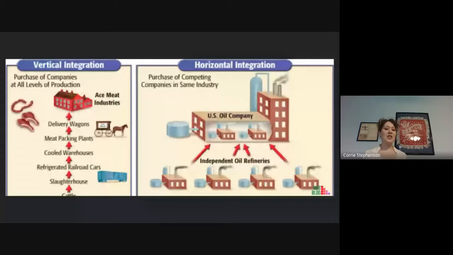The other half of this is known as horizontal integration. And this is what we would call more today a monopoly. So, this is where you buy up all of your competitors in a market so that you own everything. So, it is very important to know the difference between the two of those. Those are the two ways in which corporations built themselves during this period.